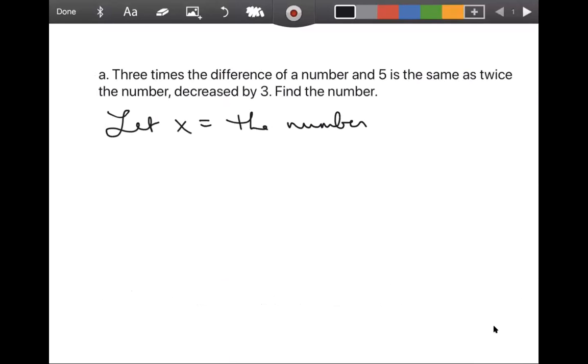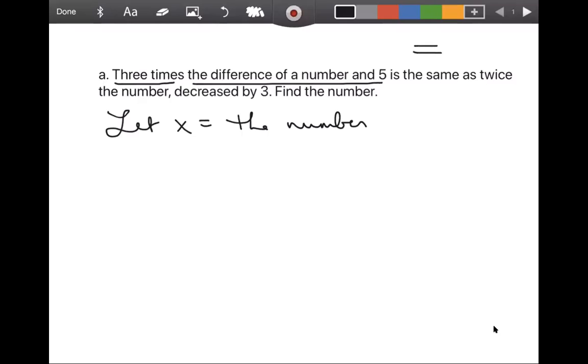Okay, so now for the hard part. The hard part for most people in doing a word problem is setting up the equation. For this kind of problem, it's usually not too hard, so we just take it apart word by word. Starting with 3 times the difference of a number and 5. All right, so we have 3 times the difference of a number and 5. And let's stop there because you know that is the same as is going to be our equal sign.